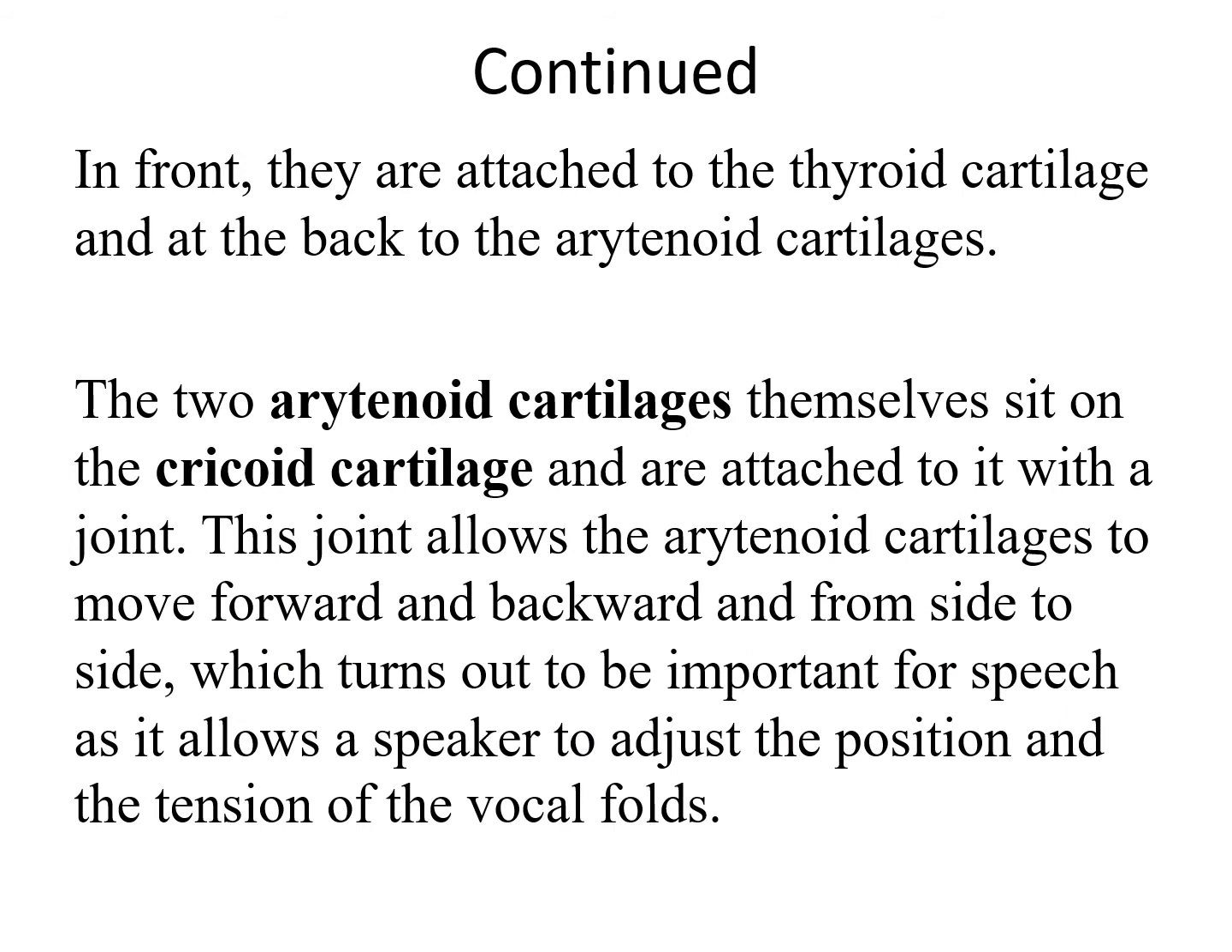So these triangular vocal folds are attached to the thyroid cartilage and at the back to the arytenoid cartilage. The two arytenoid cartilages themselves sit on the cricoid cartilage and are attached to it with a joint. This joint allows the arytenoid cartilages to move forward and backward and from side to side, which turns out to be important for speech, as it allows the speaker to adjust the position and tension of the vocal folds.